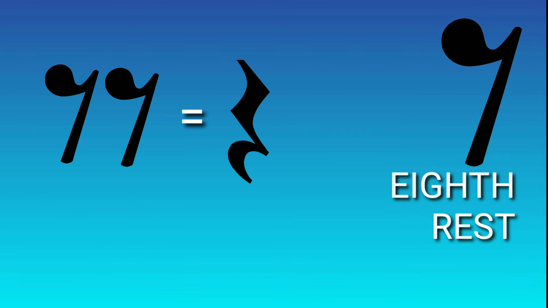Next is the 8th rest. 2 8th rests is equivalent to 1 quarter rest. Thus, an 8th rest receives 1 half beat, but without sound.